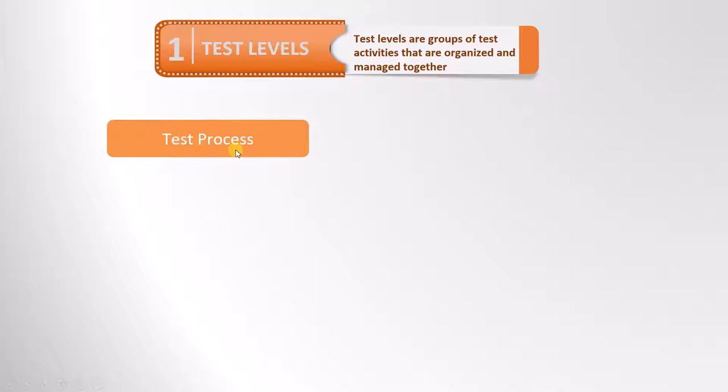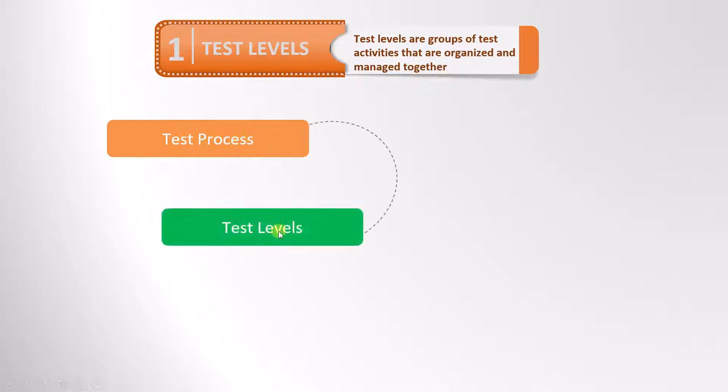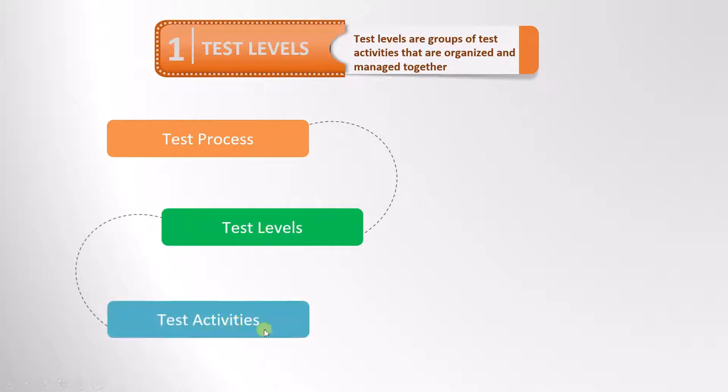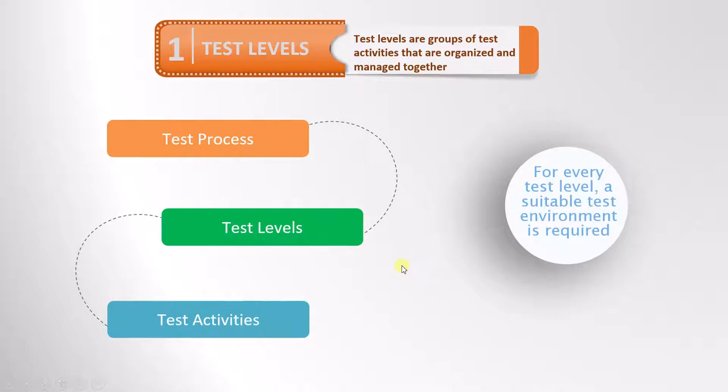Here is the test process. This test process will have different test levels. And the test levels will have different test activities inside them, which are organized and managed together in order to achieve the objective. Now, there is a point you need to remember. For every test level, a suitable test environment is required. Component testing and system testing require two very different test environments.